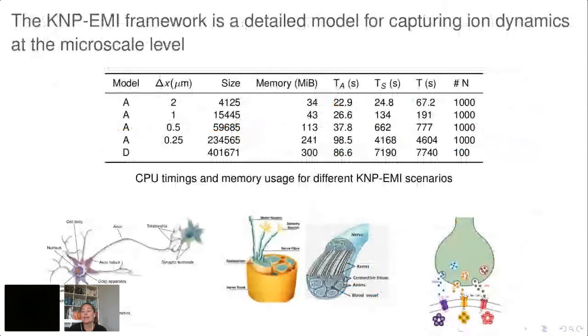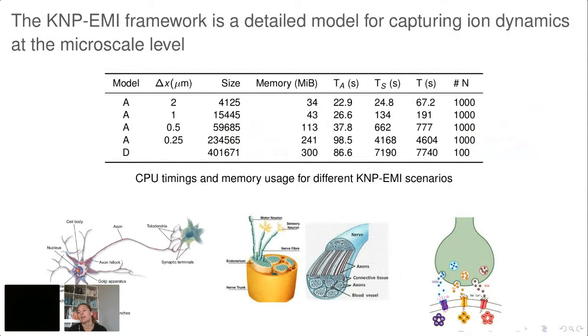The KNP EMI framework I have presented here today is quite detailed, and consequently there are some challenges. There are more parameters that have to be set in the KNP EMI framework than in simpler models, which will cause more uncertainty. And moreover, running simulations using the framework is fairly computationally heavy. So homogenized models and models with constant ion concentrations are still very much relevant.